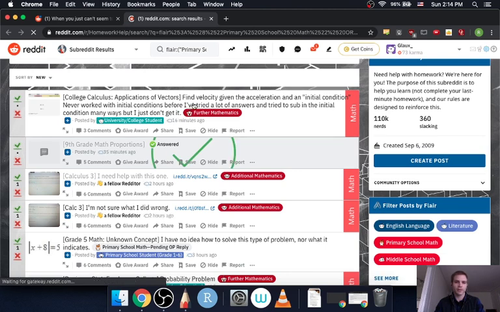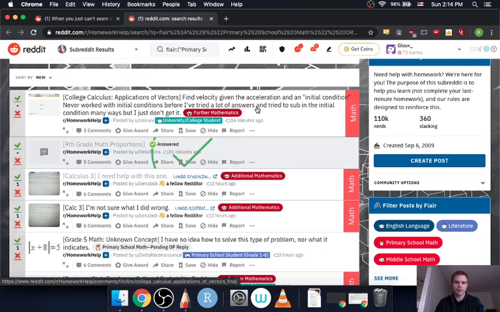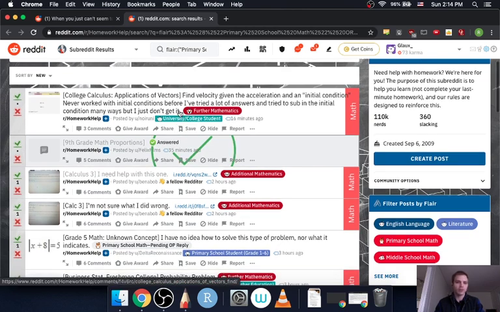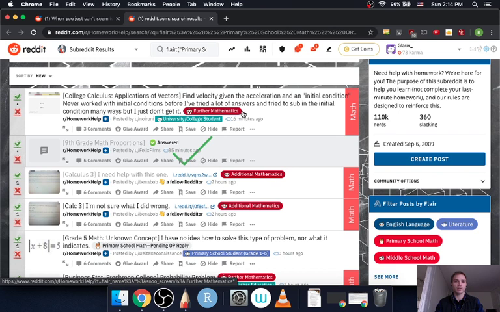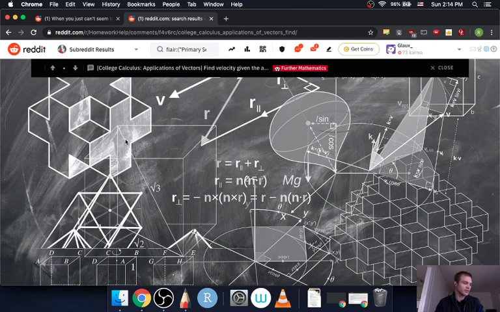Calculus, applications of vectors. Find velocity given the acceleration and initial condition. Never worked with initial conditions before. I've tried a lot of answers and tried to sub in the initial condition many ways, but I just don't get it. Okay, maybe I can help with this. It sounds like a physics problem.